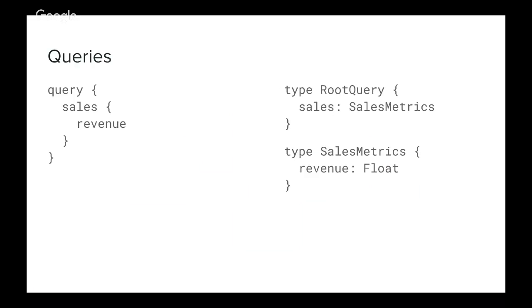So let's design a query language for our metrics. On the left, we start with basics again: a simple query to get revenue for all sales. On the right, we have what's called the GraphQL schema language, which is shorthand for a GraphQL schema. The queries that are passed from the left by the client are checked against this and validated by the server and the client as well.